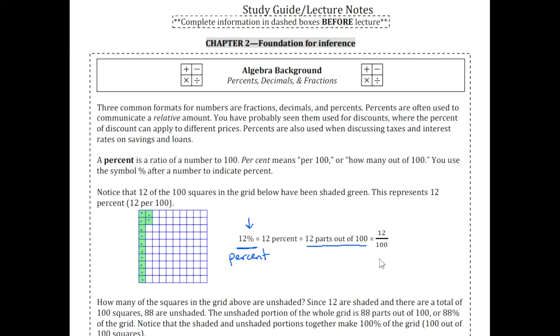Or sometimes it's very useful to write it as a fraction. So we can write it as a ratio of 12 pieces out of 100. So that's two of our major formats, the percent format and the fraction format.